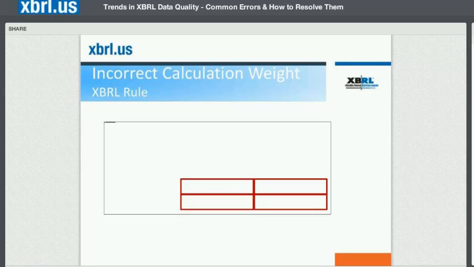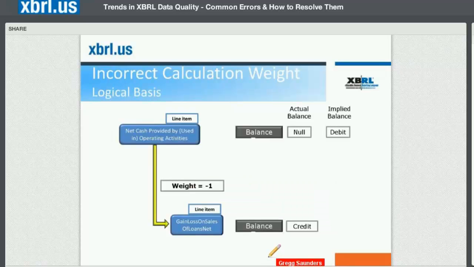Just know that the calculation relationships and the calculation weights depend on the relationship of the balance type of the parent element, the summation parent, to the summation child. Debit parent, debit child: +1 calculation weight. Debit parent, credit child: -1 calculation weight. Same thing for a credit parent, inversely. Credit parent, credit child: +1 calculation weight. Credit parent, debit child: -1 calculation weight.